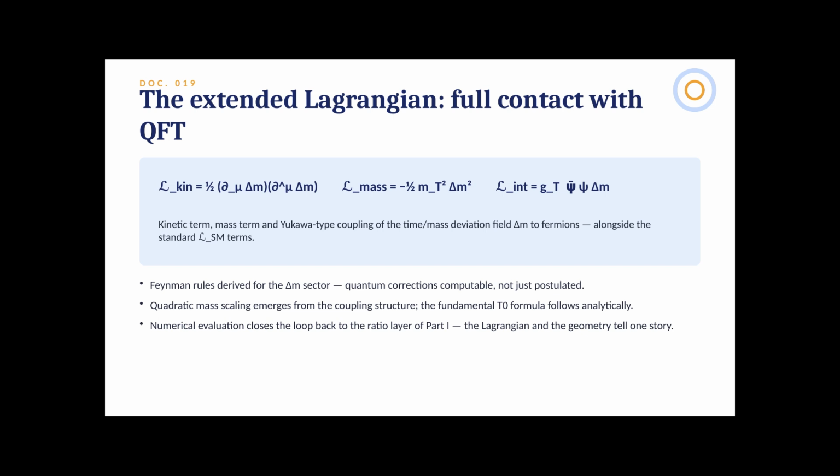From this, you derive proper Feynman rules, which means quantum corrections you can actually compute, not just postulate. And the numbers loop right back to the ratio layer from part 1. Geometry and Lagrangian tell one story.